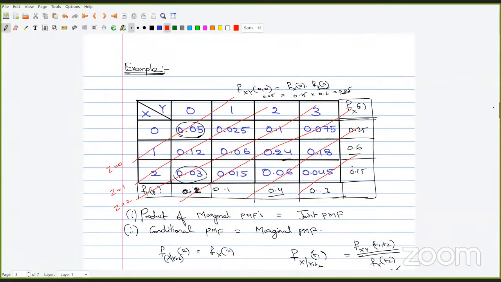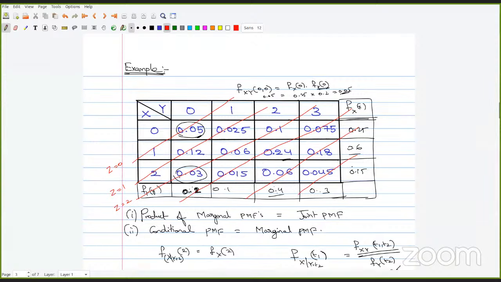Similarly, when can the sum be 1? Either when X takes 0 and Y takes 1, then the sum will be 1, or X takes 1 and Y takes 0, the sum will be 1. Correct? So the probability that X takes 0 at the same time Y takes 1 is 0.025, plus there is another chance that Y can be 0 and X can be 1. That is 0.12. So 0.12 plus 0.025 will be the probability that the sum, which is X plus Y, takes value 1.